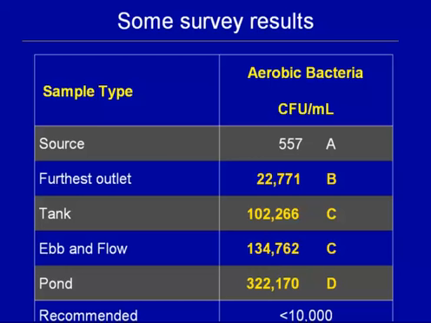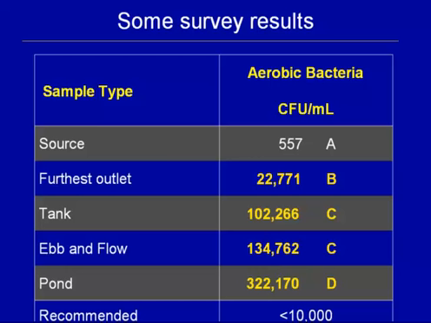But as we go through to a furthest outlet away from that source, we're seeing an increase in bacteria because of biofilm. This is the microbes lining the inside of the piping. And anywhere where there is a catchment of that water, whether it's a concrete-lined tank, an ebb and flow bench or flood floor, or out into an uncovered outdoor pond, we get very high bacterial loads.